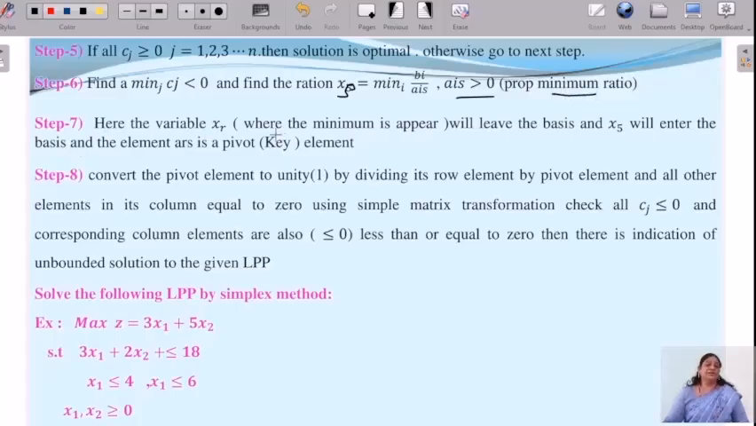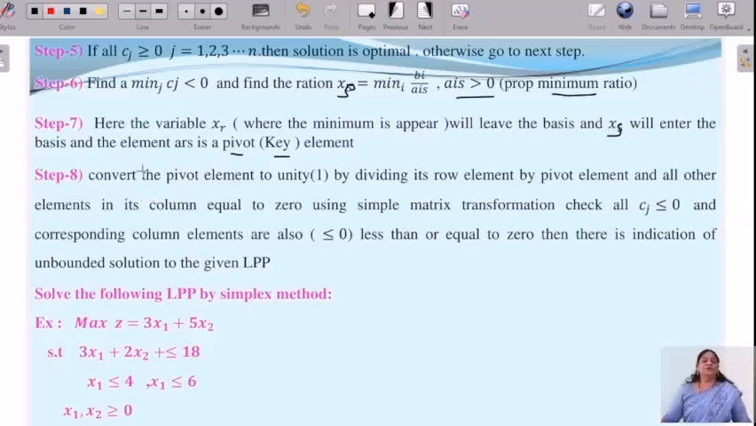Next step is, here the variable xr where minimum is appear. If you find the minimum ratio over second row or third row, note by its suffix by xr. Here the variable xr will leave the basis and xs will enter in the basis. Means minimum Cj gives the entry variable and minimum ratio gives the exit variable, and the element ARS is called a pivot element or it is called as a key element.